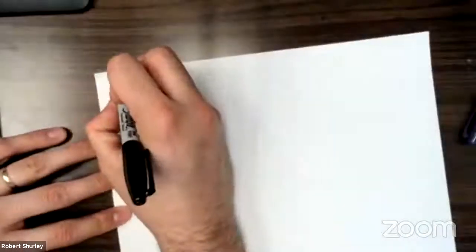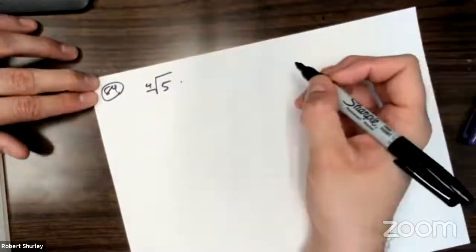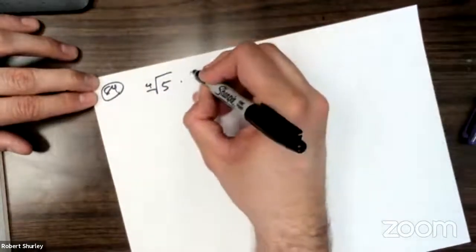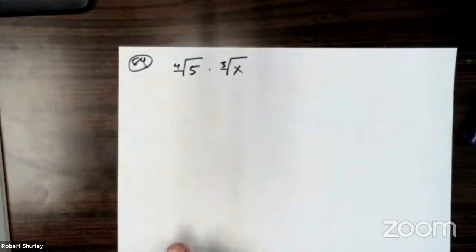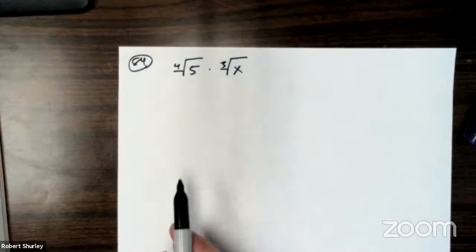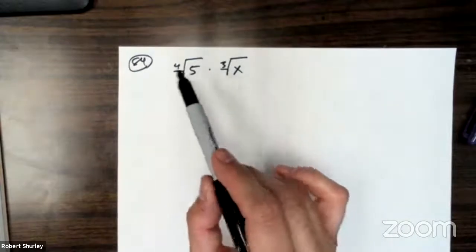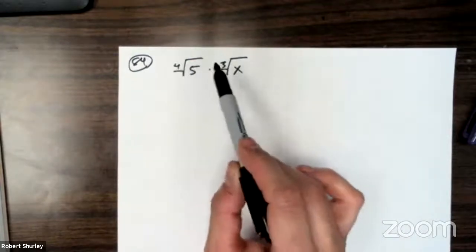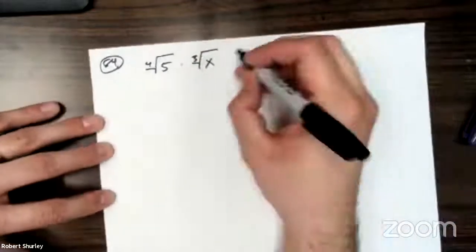Oh man, let's do one here at the end. These are pretty cool. Nice challenge. This is 84. Ooh. 84 says the fourth root of 5 times the cube root of x. Okay, the goal here is to use rational expressions to write as a single radical expression. Okay, so look, we can't combine these because we've got different radicals going on, right? But we want to combine them into one radical. So we're going to manipulate them into one radical.